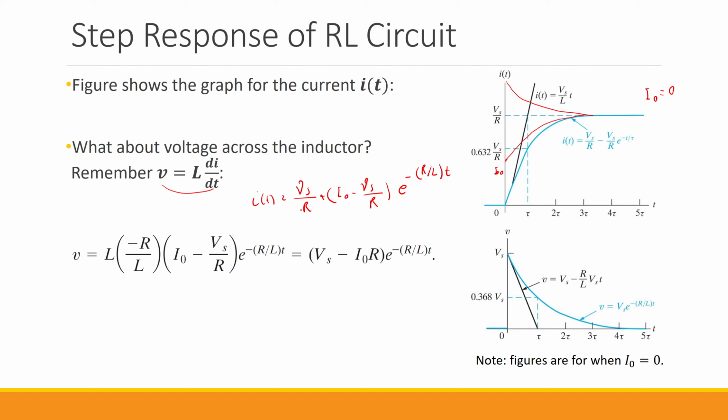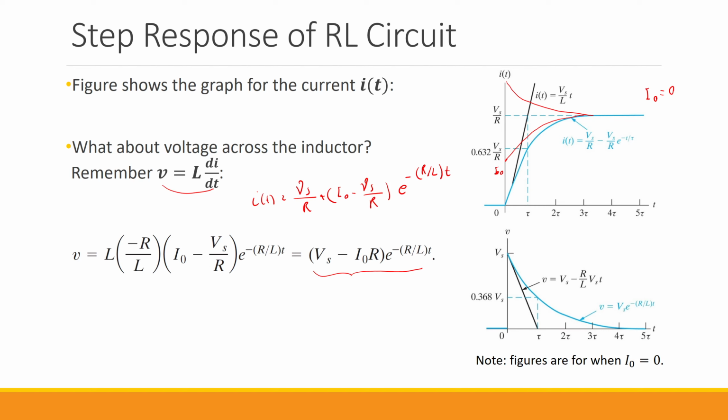So the derivative of Vs over R is 0 because it's a constant value, but the derivative of this part of the function is going to be negative R over L multiplied by (I0 minus Vs over R) multiplied by e to the negative R over L multiplied by t. And then to get the voltage, we have to multiply all of that by L. So if we do that and we rearrange the equation, the voltage across the inductor is going to be (Vs minus I0R) multiplied by e to the negative R over L t.